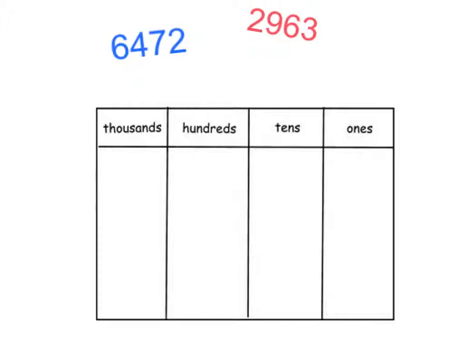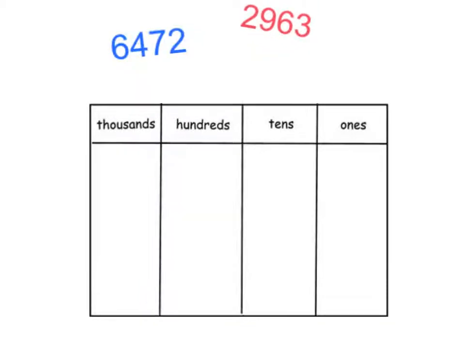The number that is written in red, this number here, is 2,963. And the number that is written in blue is 6,472. What we're going to do is have a look at the place value chart below, and put both of those numbers in the place value chart. We're going to learn how to decide which number is bigger than the other according to its digits and where those digits are located in relation to place value.